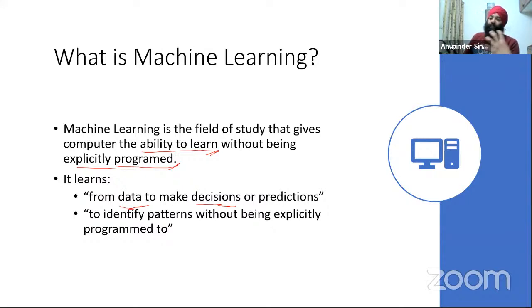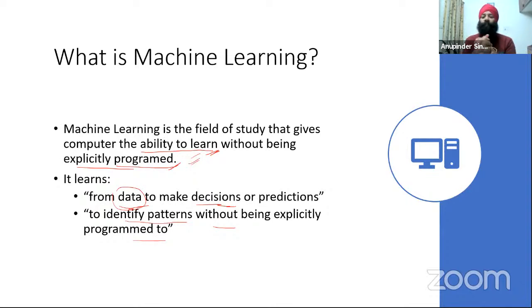So data is something which is very important. Unless we have enough data, we will not be able to give a computer program the ability to learn in a particular context, right? Another thing is it also learns to identify patterns without being explicitly programmed to. So these are the two basic aspects of one coin.